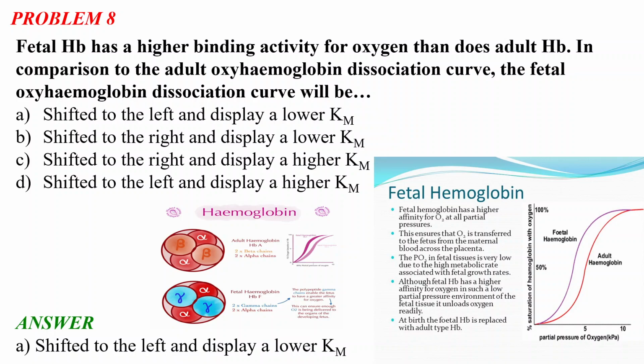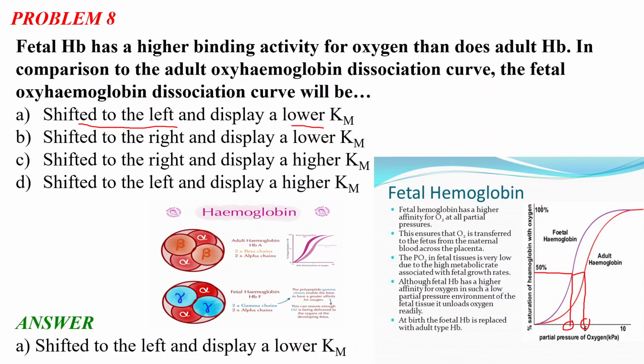Okay, so as you can see from this curve, this is the curve for adult hemoglobin and this is the curve of the fetal hemoglobin. The fetal hemoglobin curve is shifted toward the left, and due to that it will show a lower Km value, because we all know what the Km is. It is the substrate concentration at half of the Vmax. So if you take the 50%, the Km value is here, and for the adult the Km value will be here, which is definitely higher. So it will show the lower Km value and the curve is shifted toward the left.